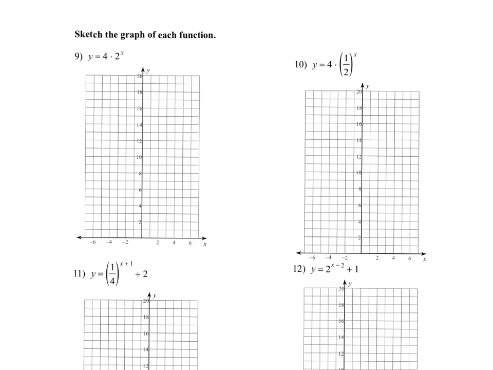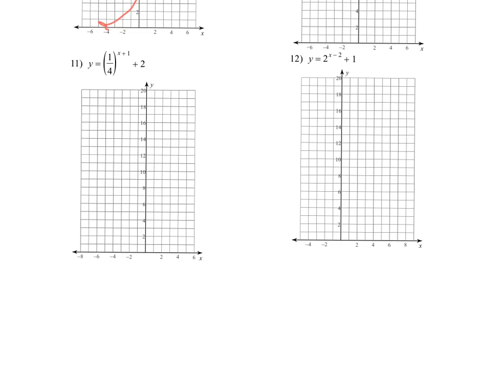All right, next up here, I'm going to use my magic points. So I'm going to use my 0, comma a, and then 1, comma a times b. So for this one, that's going to be 0, comma, and this is a, and that's b. So 0, comma 4, and then 1, comma 8. And we just draw a quick graph right there. That's good enough.